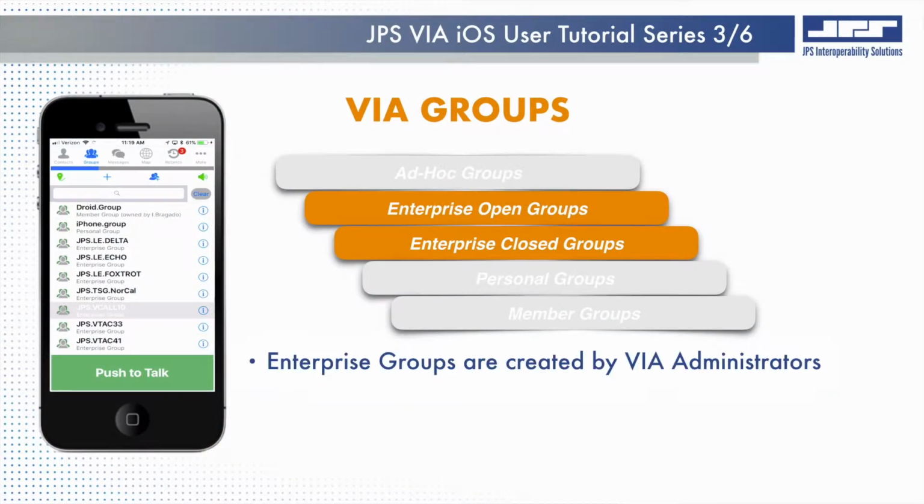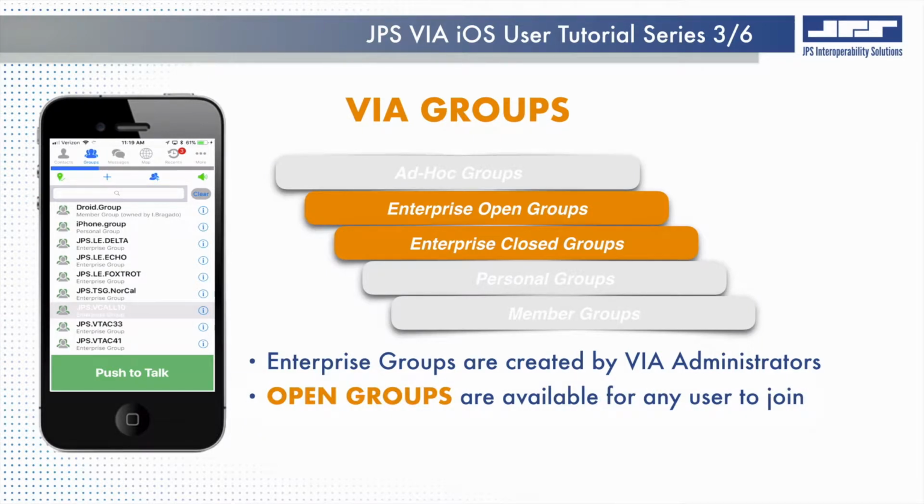Your VIA administrator will have the ability to create predefined groups whose members consist of VIA LTE and radio gateway users. These are called enterprise groups. There are 2 different types of enterprise groups. Open groups allow individuals with proper priority levels to search and then join or remove themselves from open groups at any time. An administrator, owner, or manager of the group can also add or remove VIA members at any time from the VIA admin web portal.